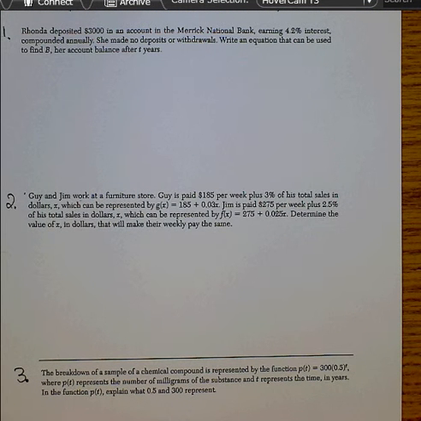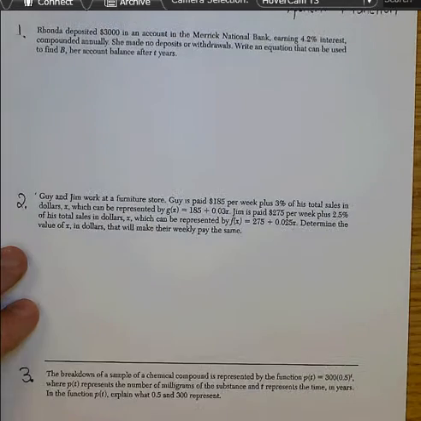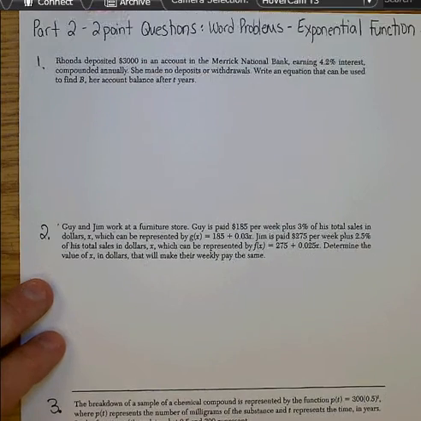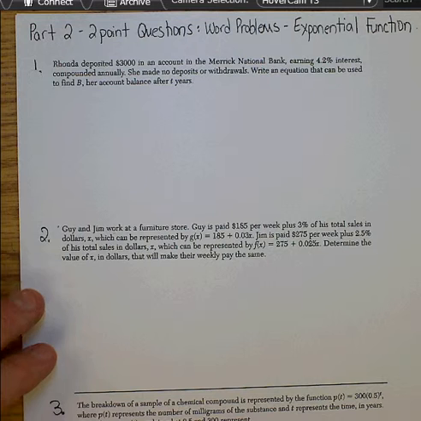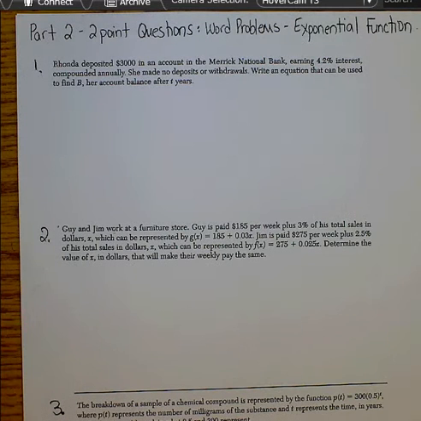Okay, so now we're going to start the next part 2 section, which I'm calling questions, word problems, and exponential growth. All right, so we take a look at this first question, and it says Rhonda deposited $3,000 in an account. She's earning 4.2% interest compounded annually. She made no deposits or withdrawals. Write an equation that can be used to find B, her account balance.